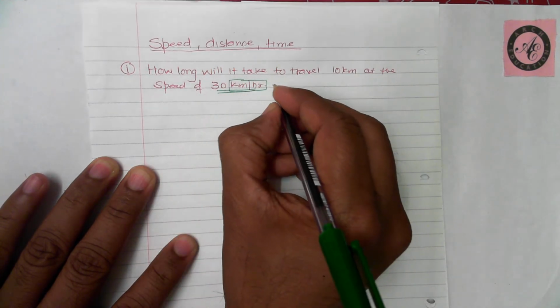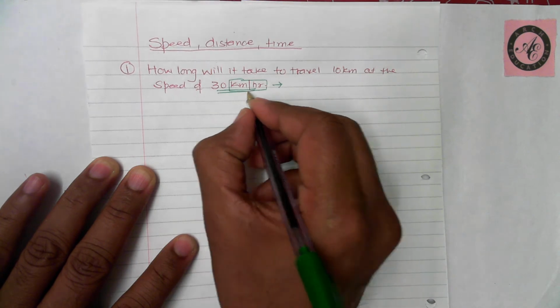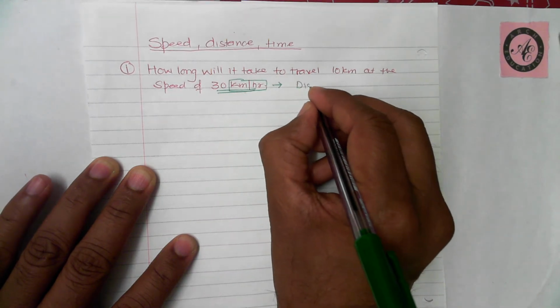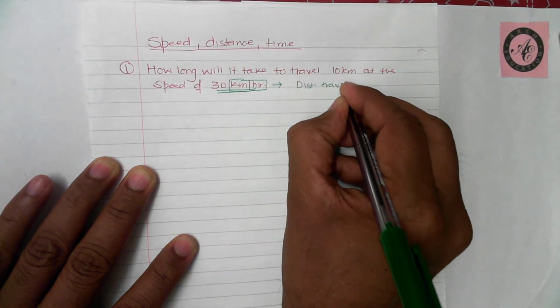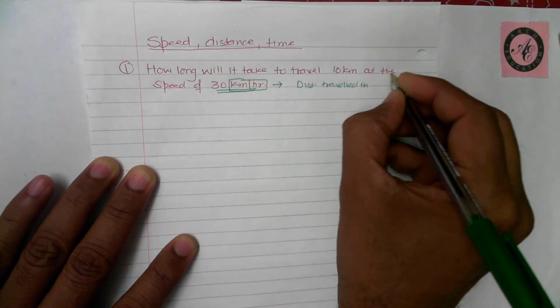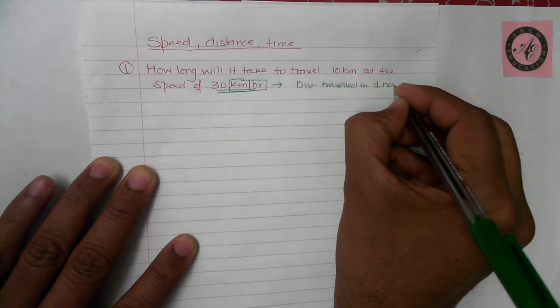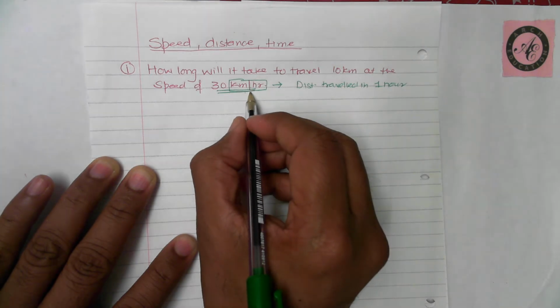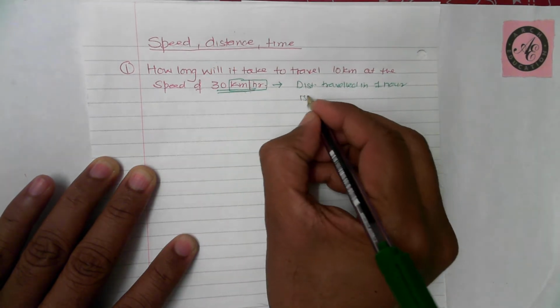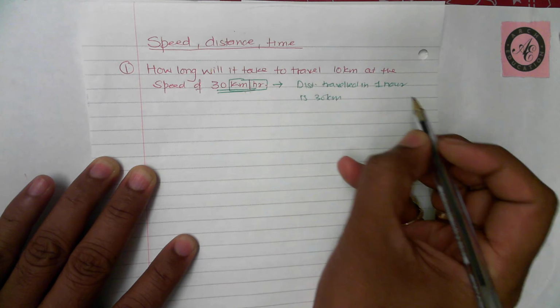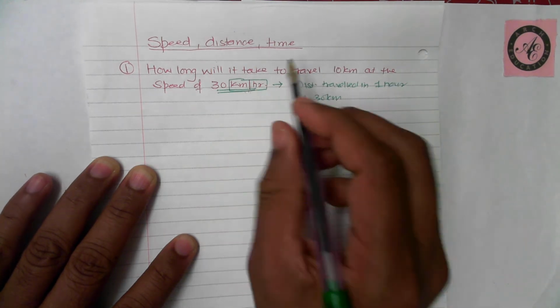What does that mean, guys? 30 kilometers per hour means the distance traveled in 1 hour, that is the meaning of per hour, that slash hour, is 30 kilometers. So it's really important you understand that unit very carefully.